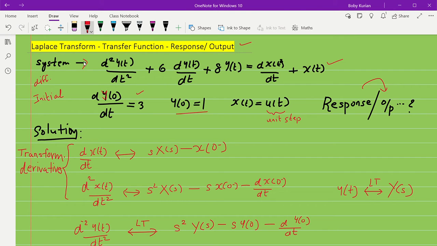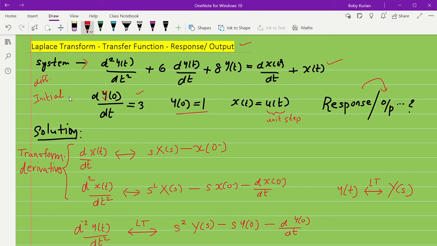The system, in these types of problems, will be represented by a differential equation. That is given here as d square y of t by dt square plus 6 into dy of t by dt plus 8 into y of t equal to d by dt of x of t plus x of t. So this is the differential equation which represents the system.